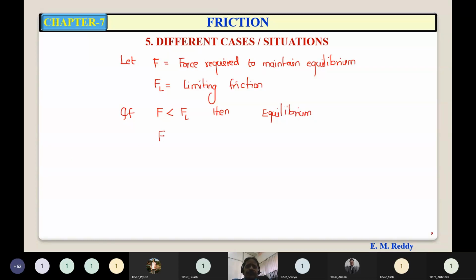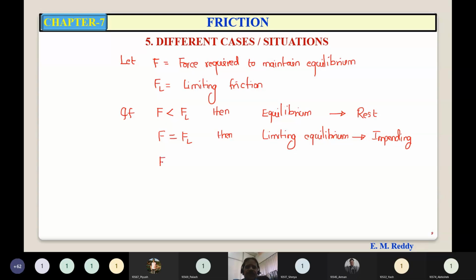If F is equal to Fl, then impending motion or limiting equilibrium. The body is in impending motion. That means the body is in limiting equilibrium. So equilibrium means at rest. Limiting equilibrium means it is also at rest, but impending its motion, on the verge of motion, about to move.